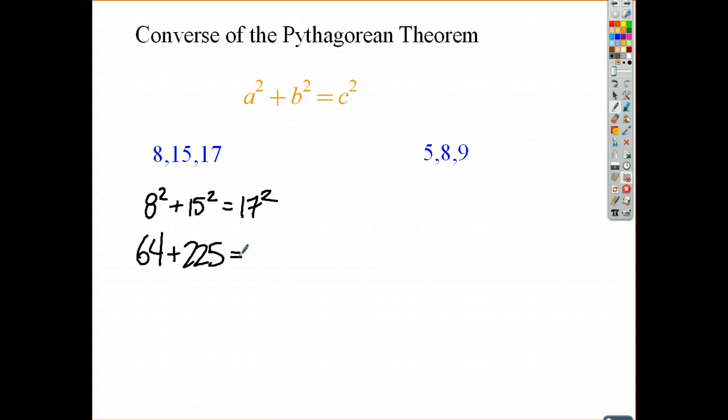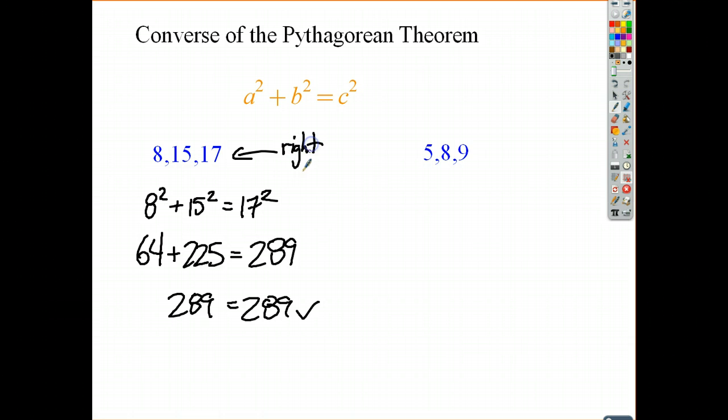what is 17 squared? Let me think. I think it's, let's see, 15, 16 is 256. Let me get a calculator out real quick. I don't remember, I'm having a hard time off the top of my head. 17 squared is 289. There we go, that makes sense. So 289. Add, we get 289 is equal to 289. So check. This is a right triangle.